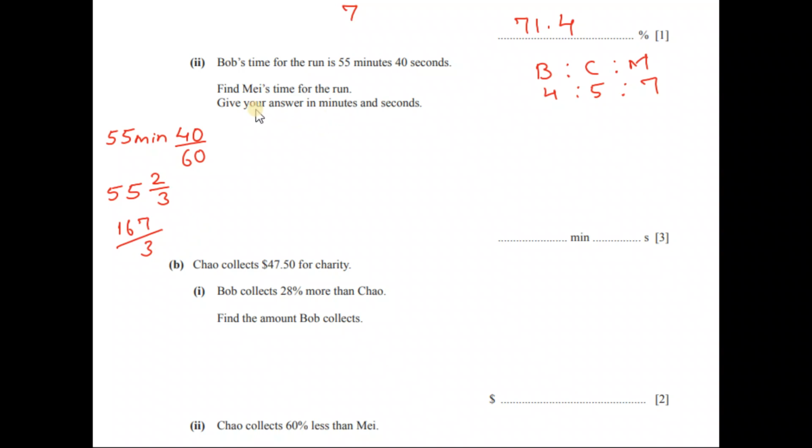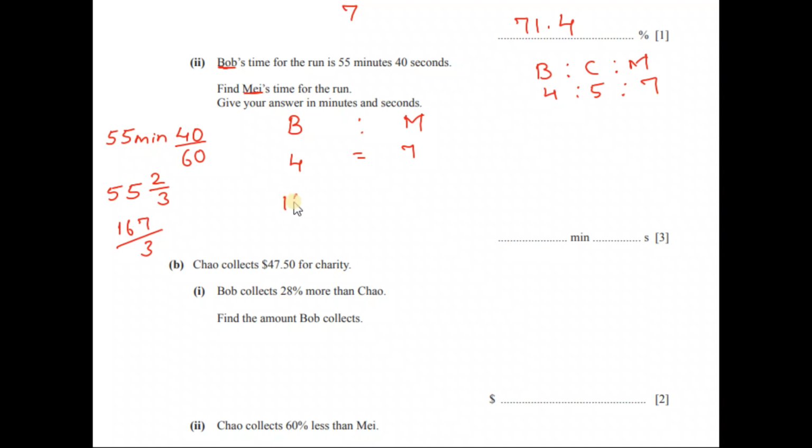Okay, so this improper fraction I'm going to use. One side I will write because it's about Bob and me. So I'll write B is to M, and that will give me the answer when I do the cross multiplication. So part of Bob is 4 and part of me is 7.